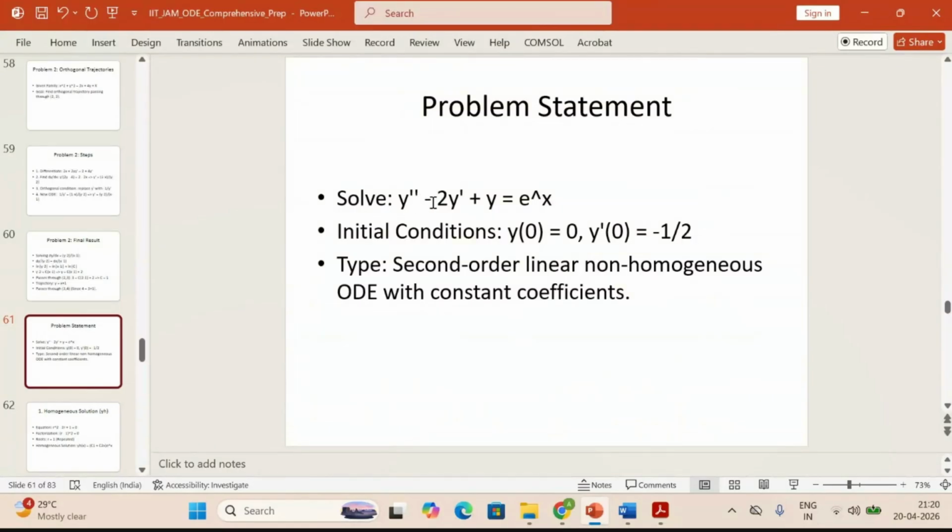y double prime minus 2y prime plus y equals e to the power x. The initial conditions are y(0) equals 0, y prime (0) equals minus half. Solve this.